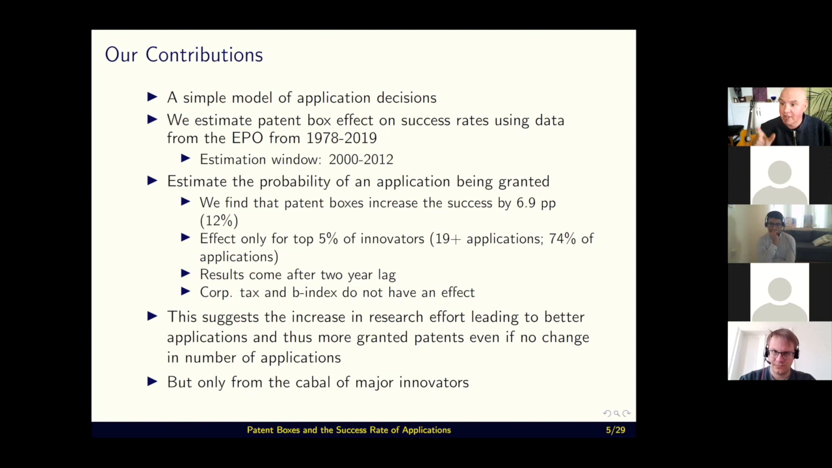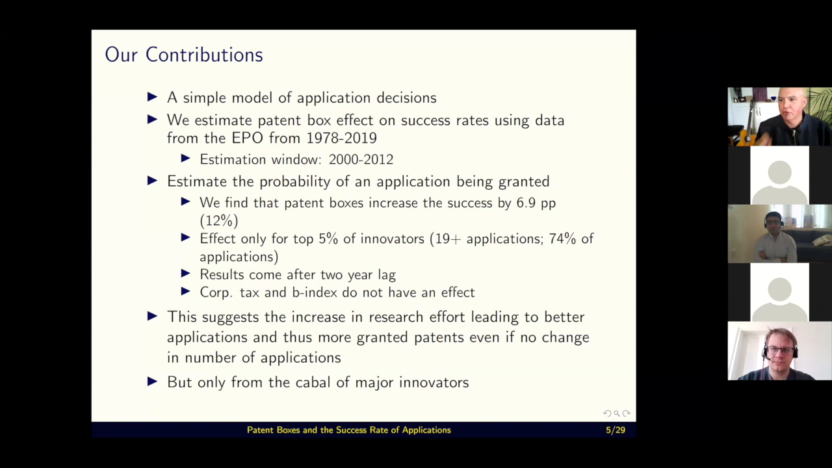That's a pretty big effect. But that effect is only found in the top 5% of innovators. So of applicants for patents, 5% of innovators submit 19 or more applications over the 40 years of data. A lot of people submit once, ever. The handful that do submit fairly frequently, on average every other year, are only 5% of applicants, but make up 75% of applications. Patenting is really a few big players driving the story.